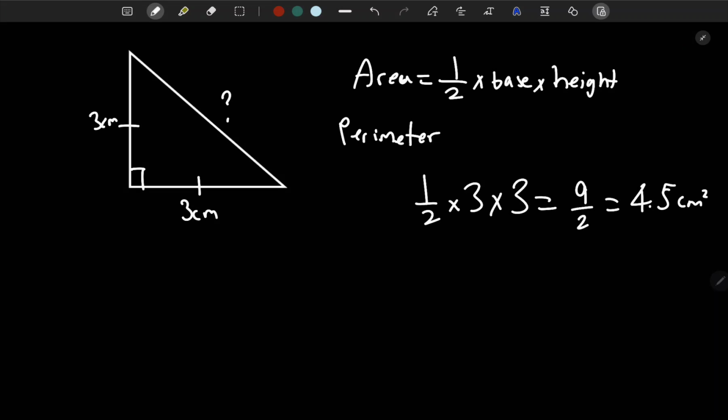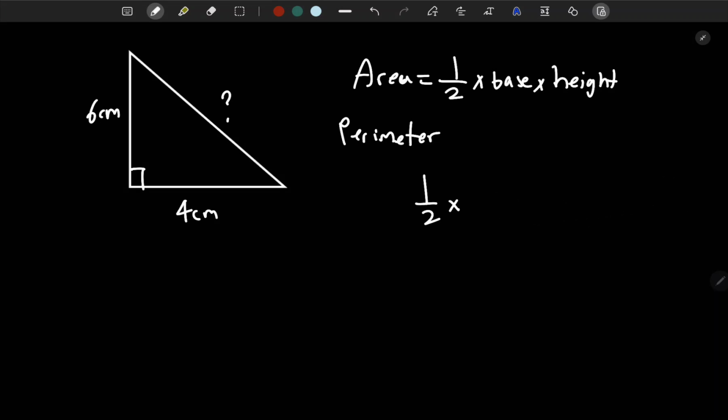Now it could be that you are given, let's change it now, 4 centimeters, and this side is, let's say, 6 centimeters. The base and the height could be different, by the way. It doesn't necessarily have to be the same. So let's apply the same formula again. The base is going to be 4 multiplied by the height, which is 6 here, and cancelling, this is equal to 12 centimeters squared. Don't forget the units, and that's it.